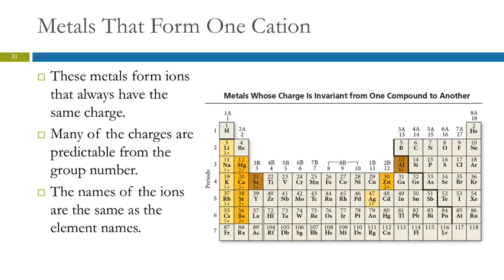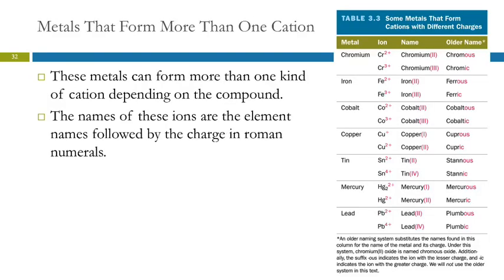So for these metals, the name of the ion is the same as the name of the element. So Al3+, that's the aluminum ion. Okay? All of the other metals can form more than one kind of ion. And these are not things that we can easily predict from the periodic table.